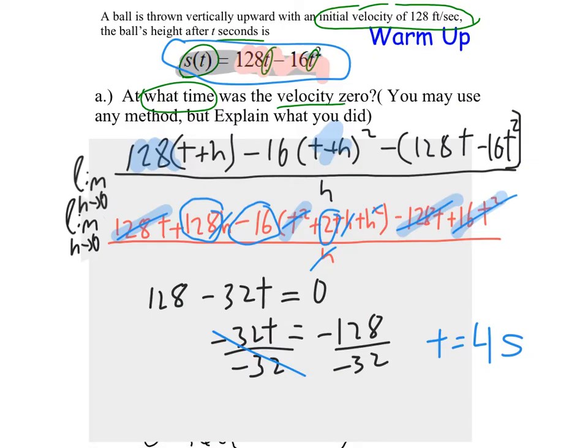So I went ahead and subtracted 128 on both sides, giving us the negative 128 on the right side. Divided both sides by negative 32, and that gave us 4 seconds. Please make sure to keep units in mind, because up there, remember, it did tell you that we had t being in seconds.